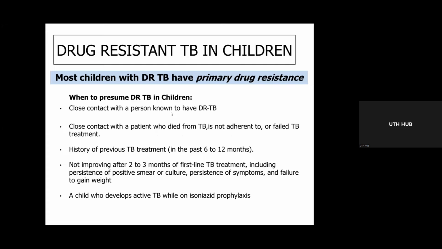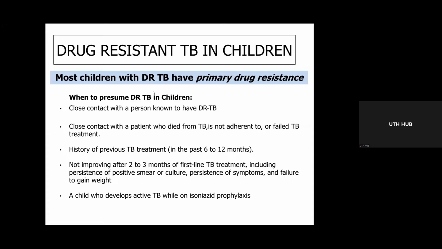So like we said, one of the cases that we have today is a case of DRTB. Most children who have drug-resistant TB actually have primary drug resistance. What we mean by primary is that these children get infected with a Mycobacterium that is drug-resistant, and usually it's from a close contact. Maybe their mother, their guardian, or somebody in the house has drug-resistant TB, hence it being primary drug-resistant TB.